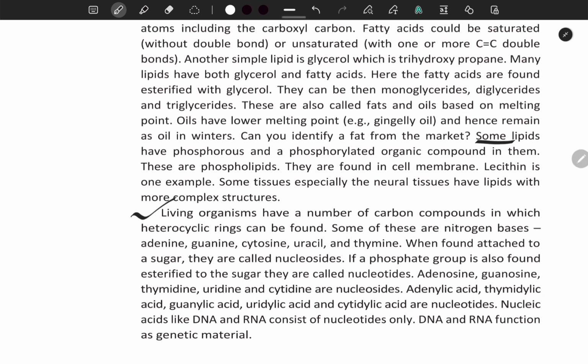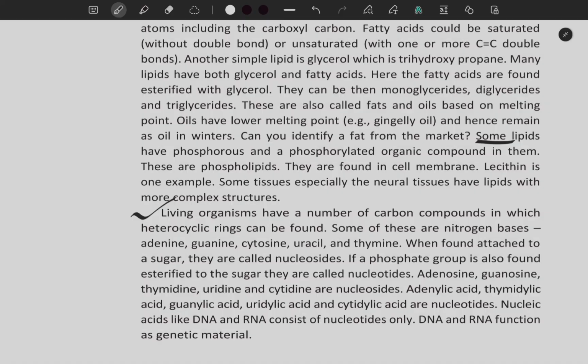Living organisms have a number of carbon compounds in which heterocyclic rings can be found. Some of these are nitrogen bases: adenine, guanine, cytosine, uracil, and thymine. When found attached to a sugar, they are called nucleosides. If a phosphate group is also found esterified to the sugar, they are called nucleotides. Adenosine, guanosine, thymidine, uridine, and cytidine are nucleosides. Adenylic acid, thymidylic acid, guanylic acid, uridylic acid, and cytidylic acid are nucleotides.